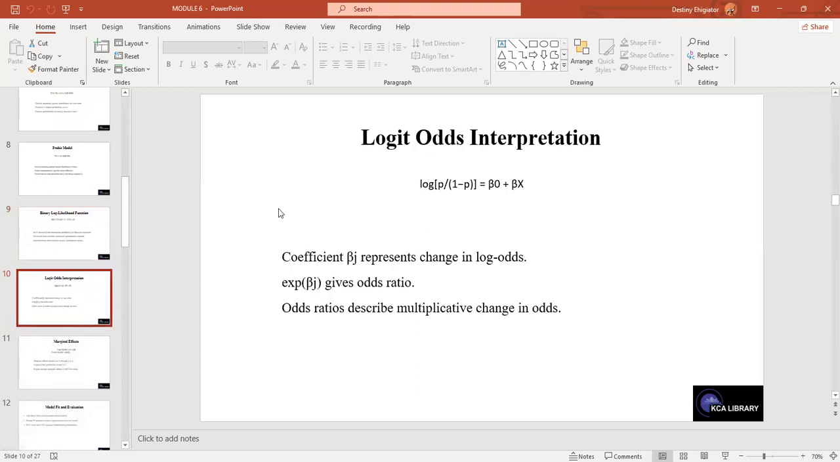Logit odds interpretation, this is the equation. The coefficient, that is Bj, represents the change in log odds. The exponential gives the odds ratio. Odds ratios describe multiplicative changes in odds.